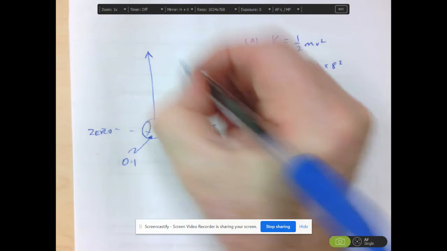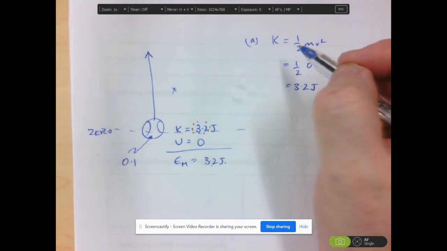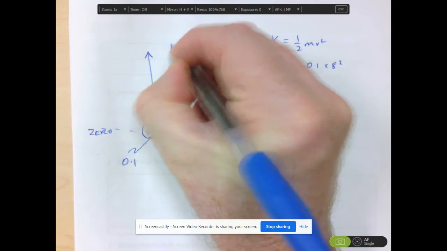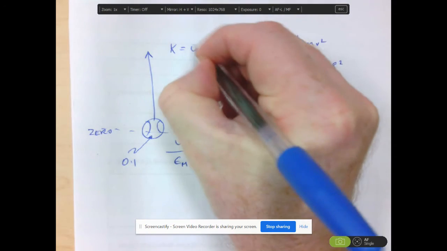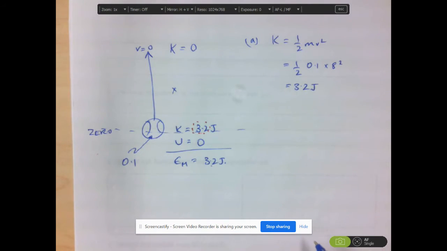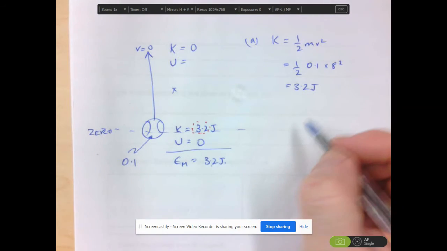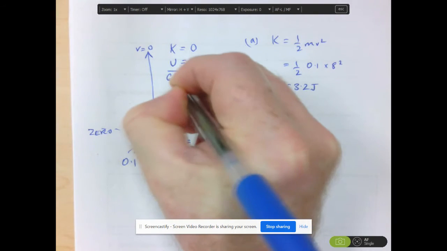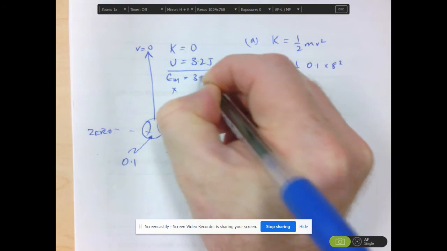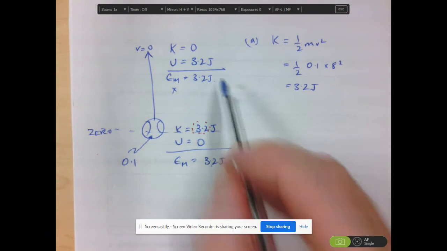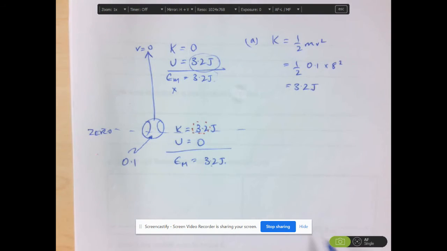It must have the same amount of mechanical energy at every point as it goes up. At the top of the path, my kinetic energy will be 0, because at the top of the path, the velocity of the ball would reduce down to 0. So what would be the potential energy? It would be 3.2 joules. Once again, EM would be conserved as 3.2 joules.